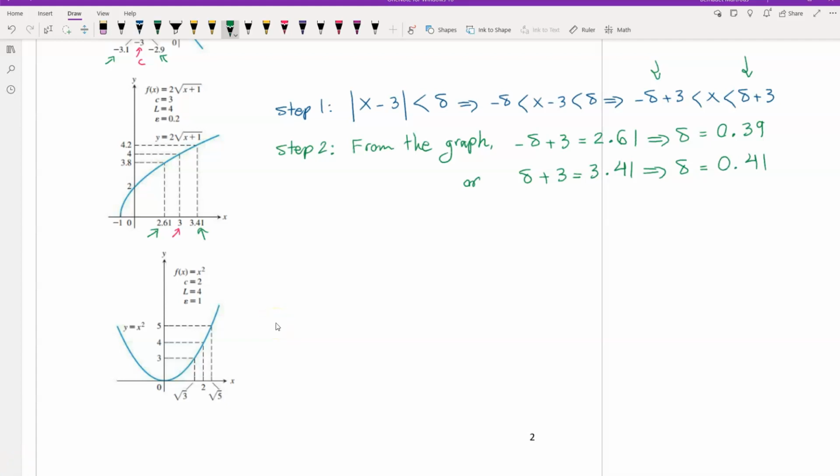In this case, we have different numbers for delta. That means the distance between these two points is smaller than what we have for that part. And we have to use the smallest distance between c and the endpoints of the interval. So that means our answer for delta is 0.39. So use the smallest distance.